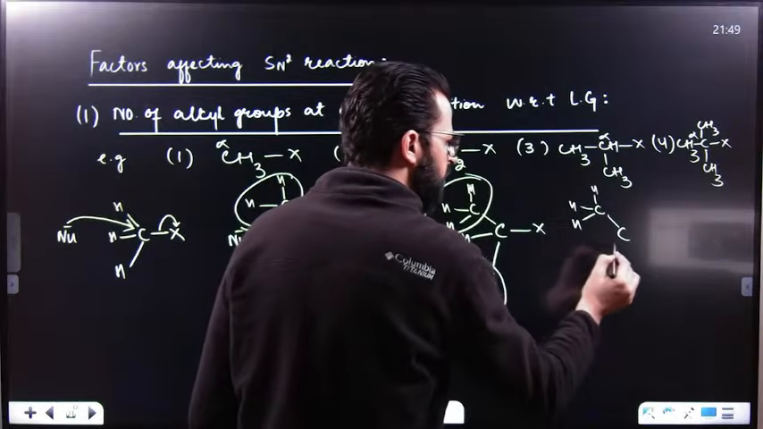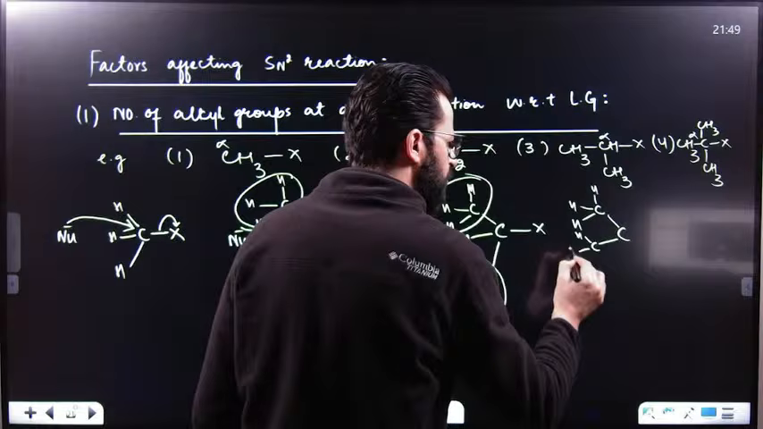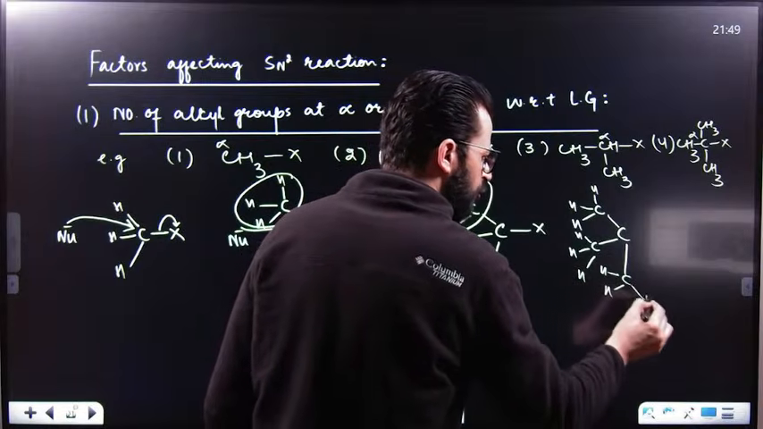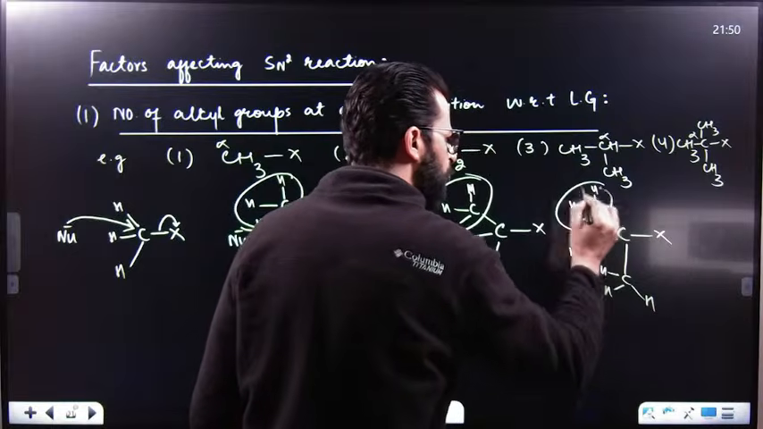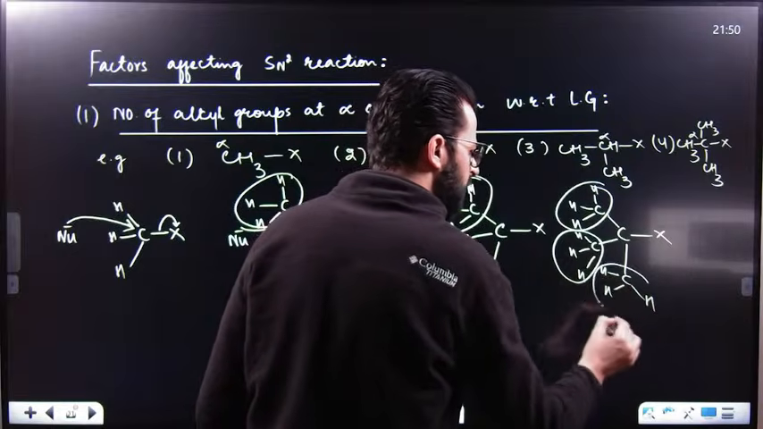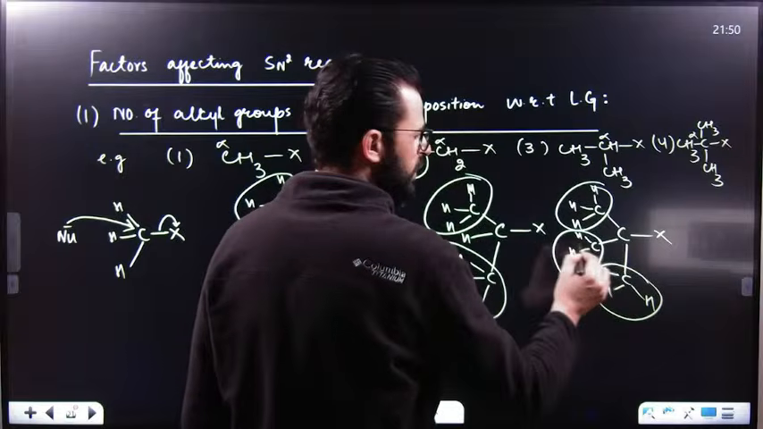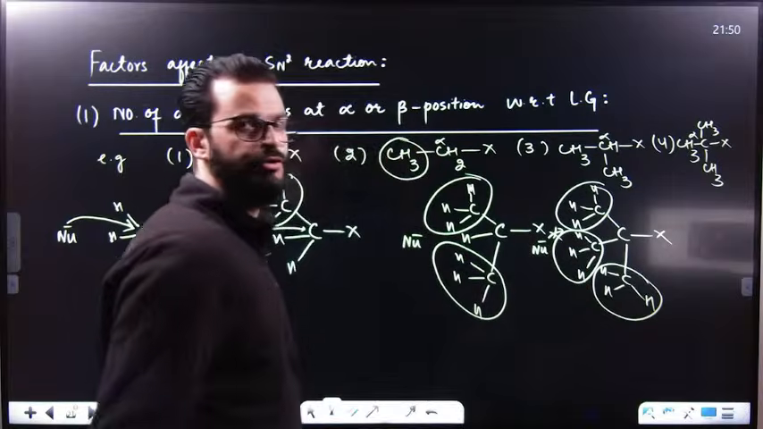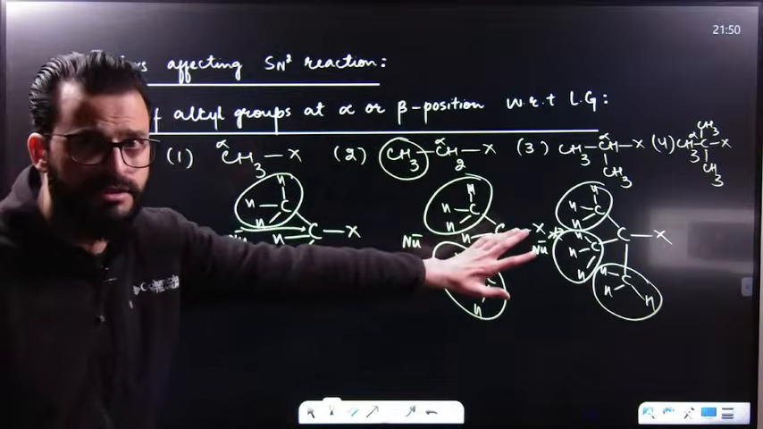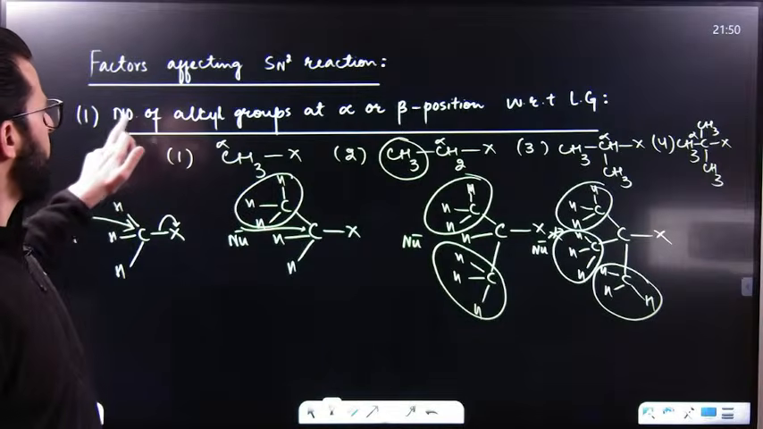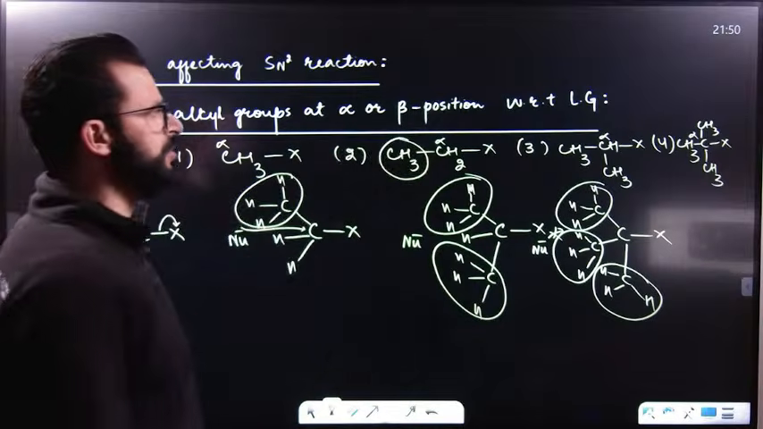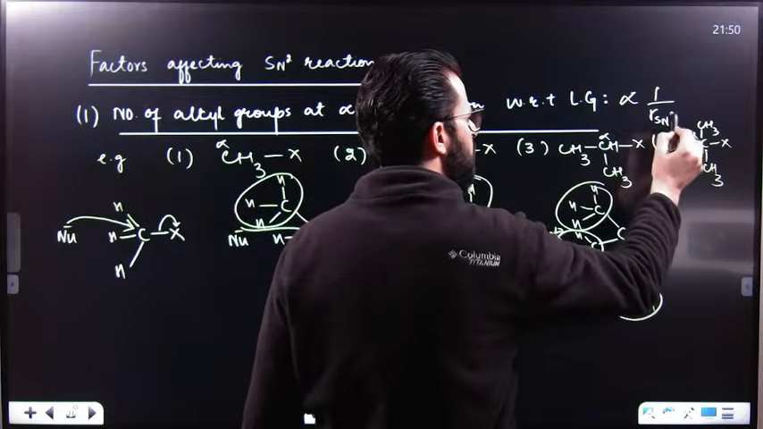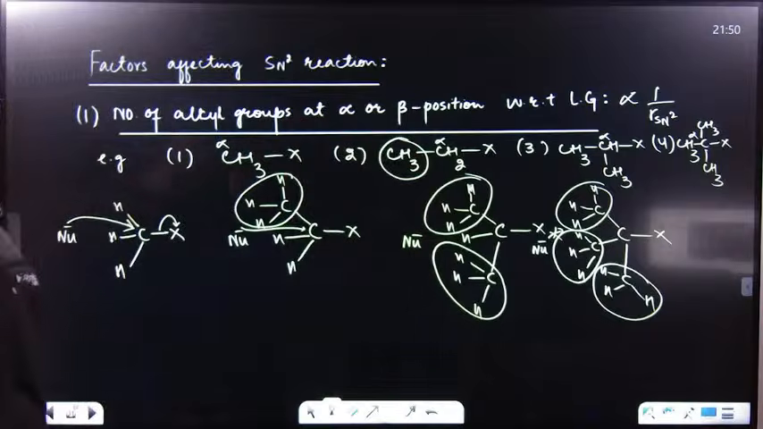So the more the number of alkyl groups at the alpha position with respect to the leaving group, remember, the more will be the hindrance to the nucleophile. The more the hindrance to the nucleophile, the lesser will be the rate of SN2. So here hindrance is very large, so there will be no attack of the nucleophile at all. So the more the hindrance, the lesser will be the rate. That's why the number of alkyl groups at the alpha or beta position with respect to the leaving group is inversely proportional to the rate of SN2. That means in such conditions, the rate of SN2 will decrease.